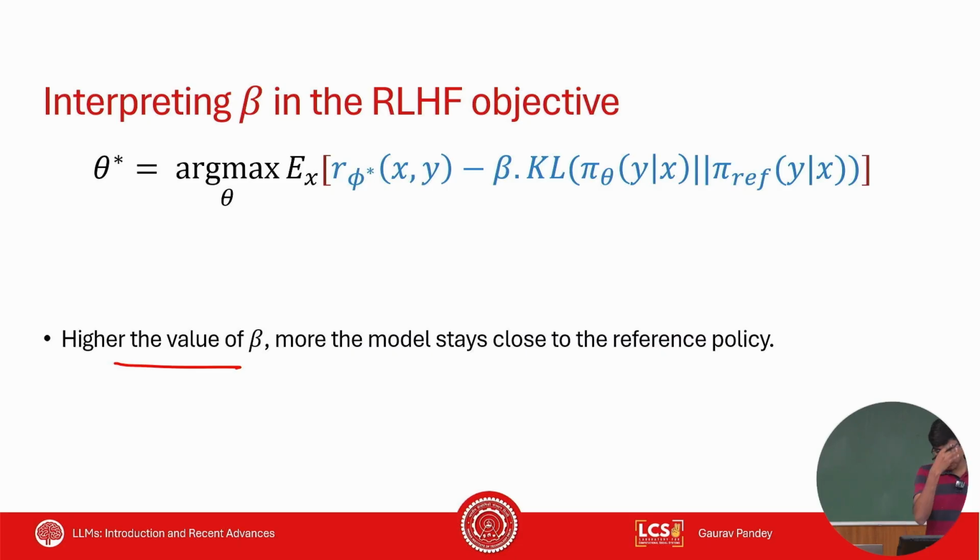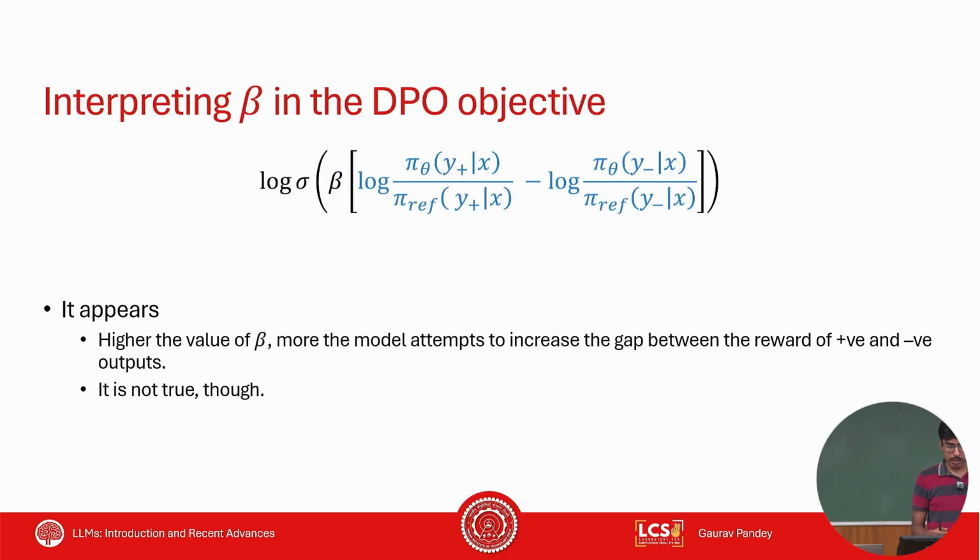But in the case of DPO, the role is slightly weirder. So let's see what happens here. If you look at this equation, what does this equation suggest that beta might be doing? If I increase the value of beta, what do you think will happen here? Any idea? So if I increase beta in this objective while training, the model will say, okay, let me increase this difference even more.